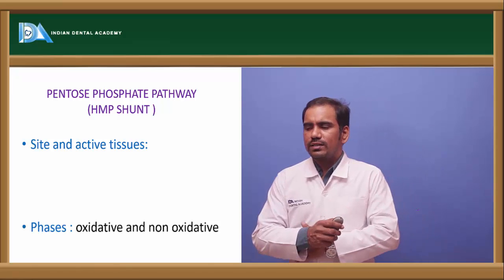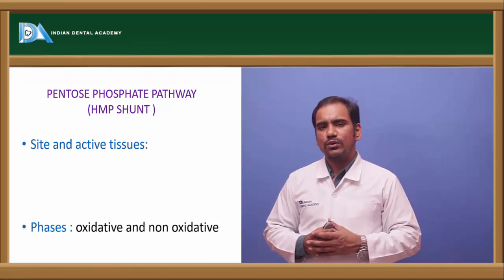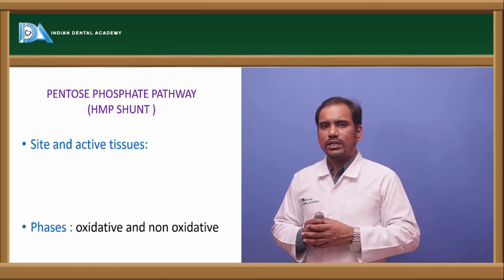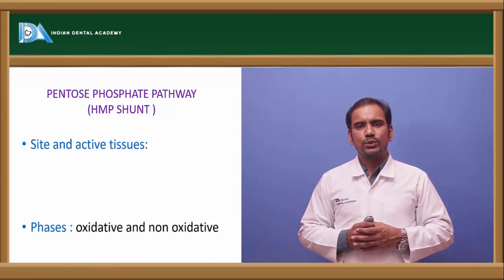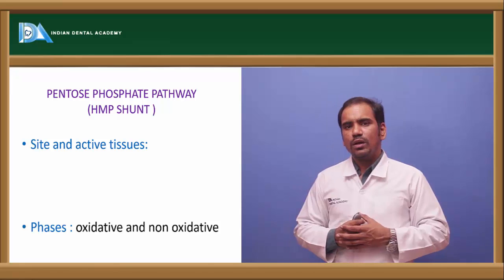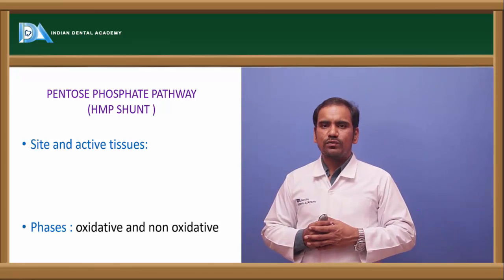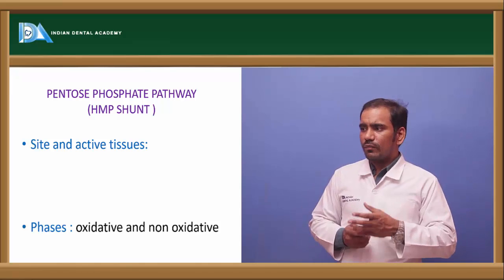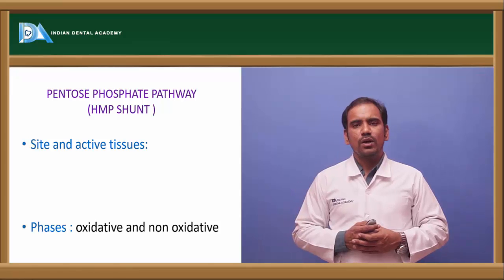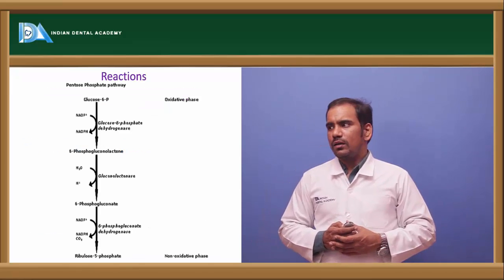This pentose phosphate pathway occurs in the cytosol. All the enzymes concerned with this pathway are located in the cytosol, and the most important tissues which are very active are mammary glands and adipose tissue. Coming to phases, there are two phases in the HMP shunt pathway: one is the oxidative phase and the other is the non-oxidative phase.